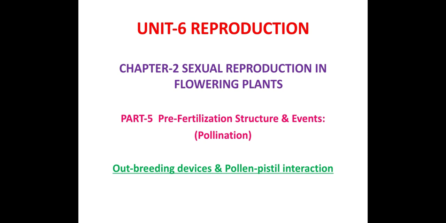So today, in continuation with that part, I'll start with part 5. What we'll be studying in part 5 is under the same heading, pre-fertilization structure and events. We will study pollination, and in that, what are the outbreeding devices and what is pollen-pistil interaction. We'll be clearing these two concepts today. Okay, so what are outbreeding devices?